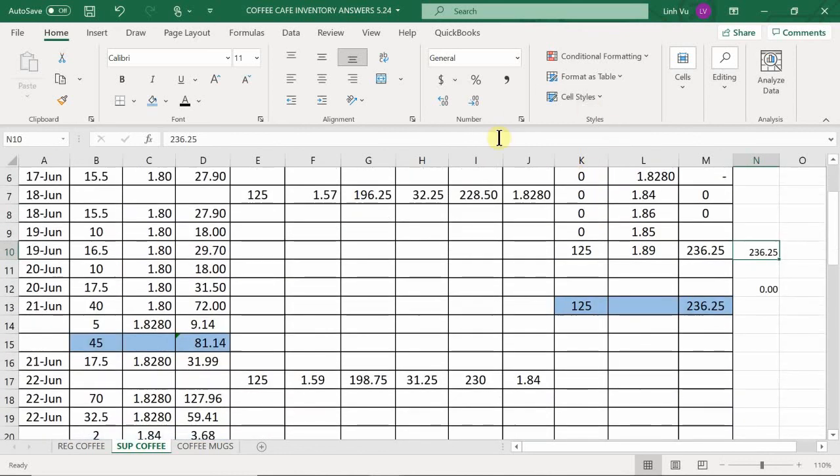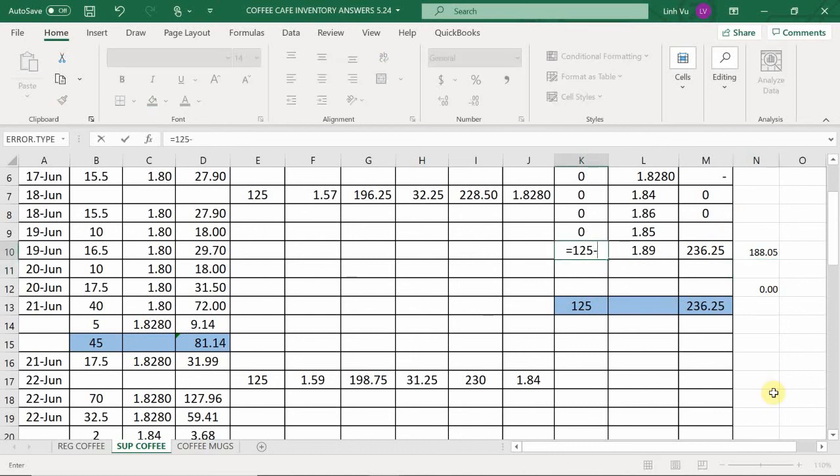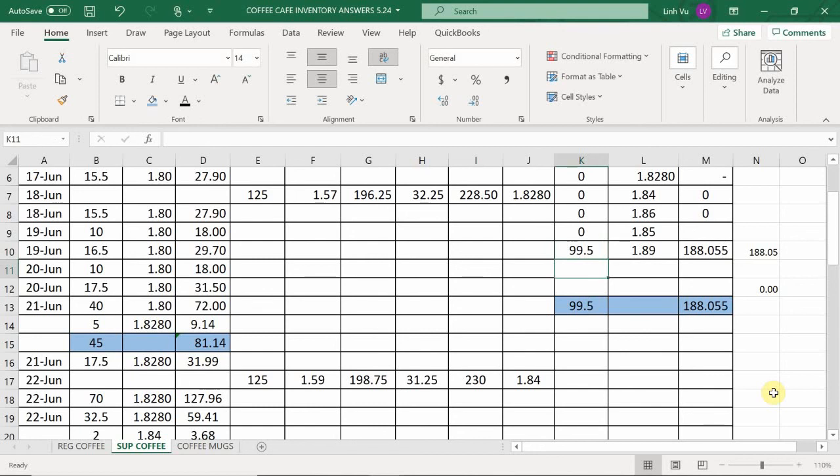Good. Now let's calculate that. What is 236.25 minus that 48.20? 187.80. No, it should be 188.05. So we had 236.25 minus 48 and 20 cents, which is 188.05, right? But if I go over here and calculate 125 minus 25.5, which is 99 and a half, it shows me right here that it is 188.55. Am I going to round up or am I going to round down? You are going to round down. Exactly.